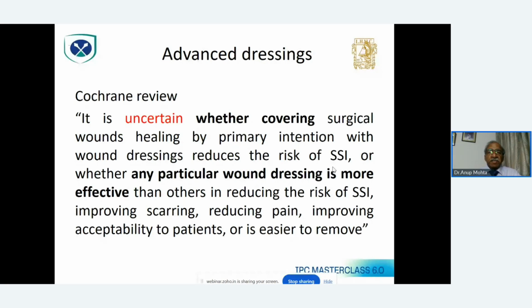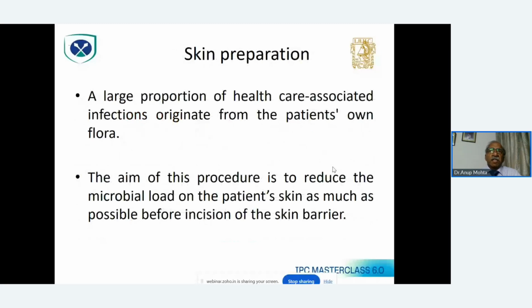Skin preparation we have already talked about in the first seminar of the series, briefly touching upon it because it comes in my domain also as an intraoperative thing. A large domain of healthcare associated infections originate from the patient's own flora, that we all know, and that is why we are stressing on skin management in this session. Now, the aim of skin preparation is to reduce the microbial load on the patient's skin as much as possible before the incision of the skin barrier.